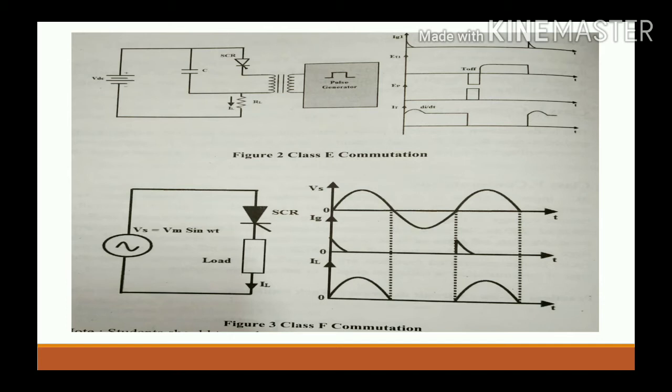Then class F commutation is nothing but the natural commutation. So in every negative half cycle, the SCR gets commutated. That is nothing but the SCR gets turned off. Okay, so we will see in the actual practical. So let's start.